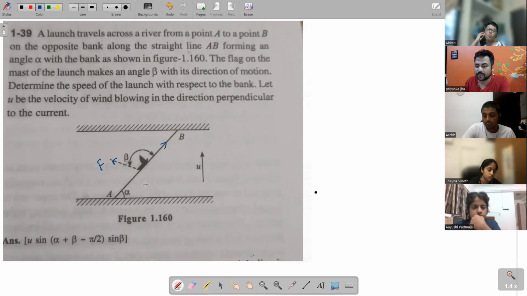कुछ तो बोलो। Yes. अरे हाँ, फ्लैग हाँ किस डायरेक्शन में फ्लाई करेगा, जिस डायरेक्शन में विंड ब्लो करेगा। So this should be the direction of wind with respect to launch.